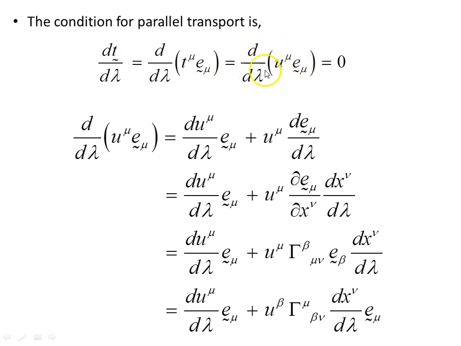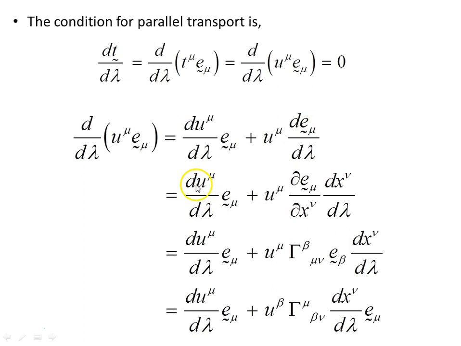And we know that the total derivative of that, with respect to lambda, the affine parameter, is 0. Alright, so let's just go through the steps, why that might help you to see what the steps are. Okay, so we use the Leibniz rule or product rule here. We differentiate the components times the basis vector plus the components times the derivative of the basis vectors.